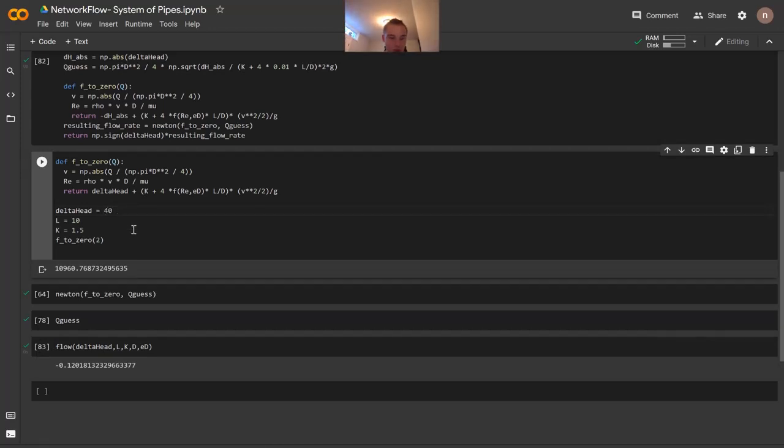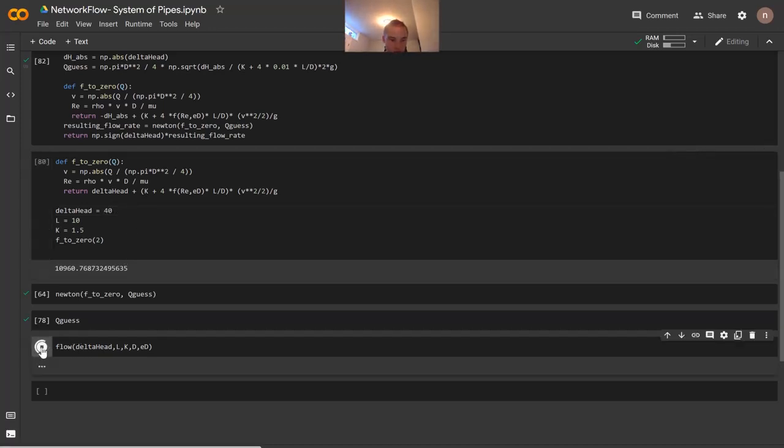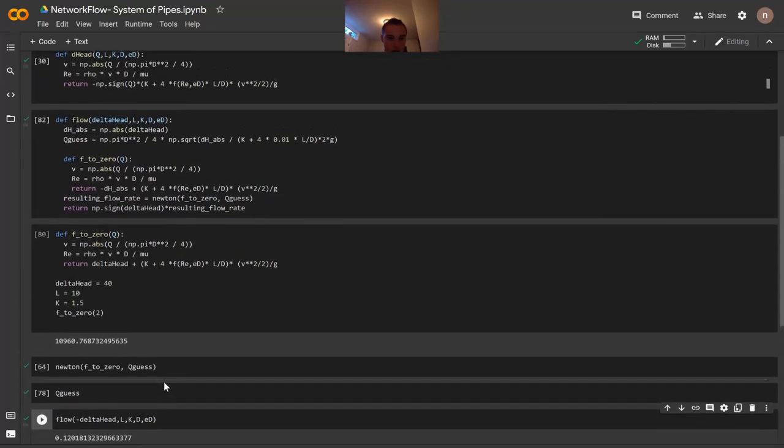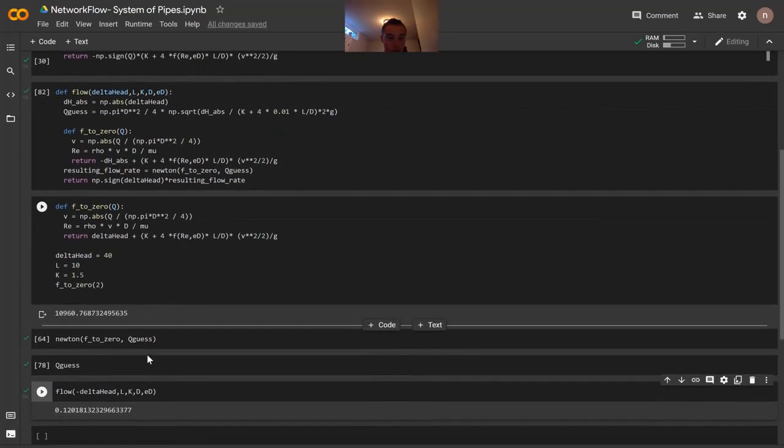So if our delta head is 40, our flow will be negative 0.12. If our delta head is negative, flow is 0.12. So we have opposite signs in flow and delta head, which we need. That fixes that issue, so our flow function now works.